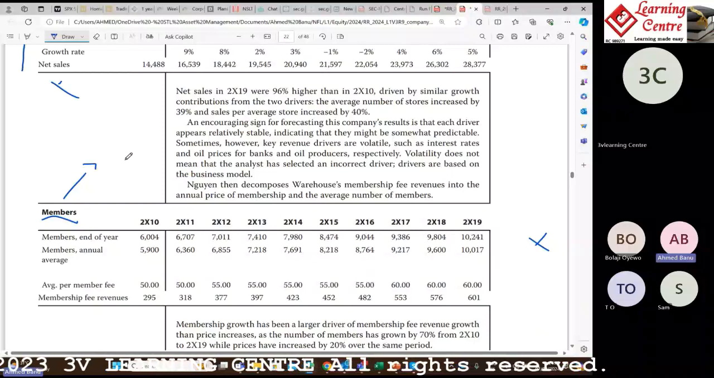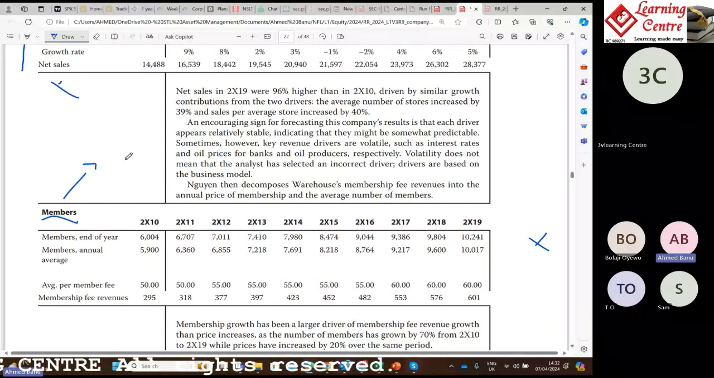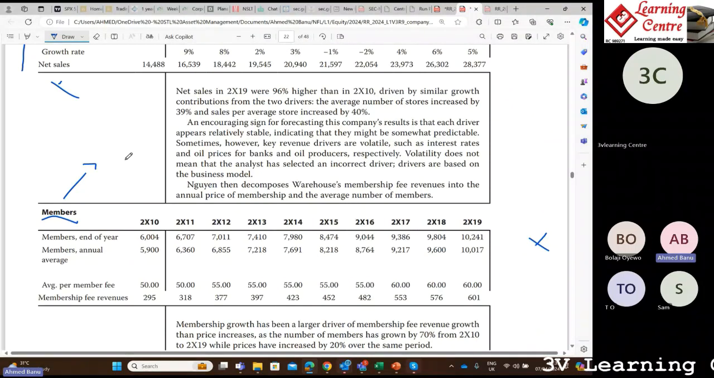So they have a structure, which is why it's called a warehouse club, where it's based on membership. So the more members that they have, the more they can drive. The company is a discounting company. So if you're a member, you come into their store to buy things at a steep discount.